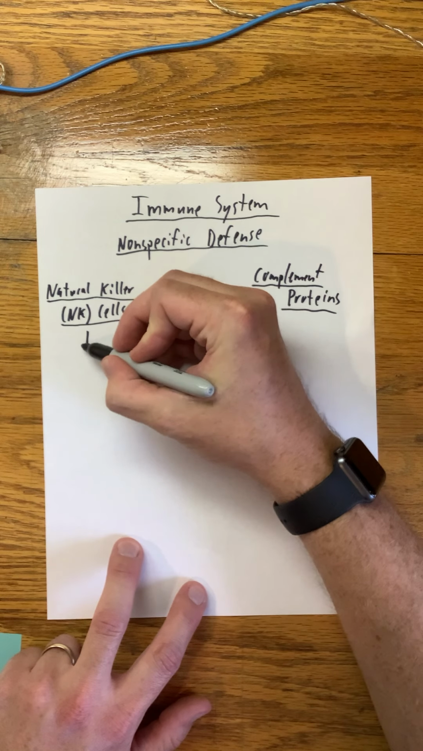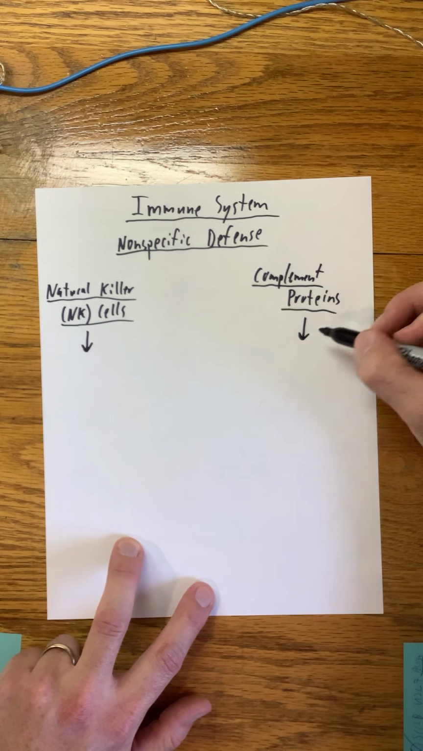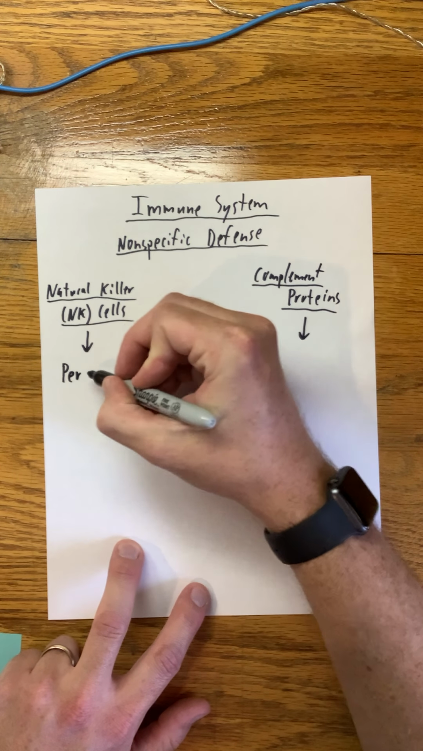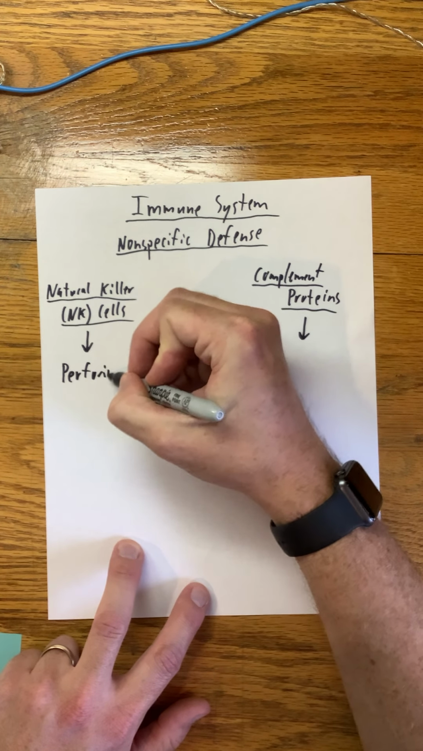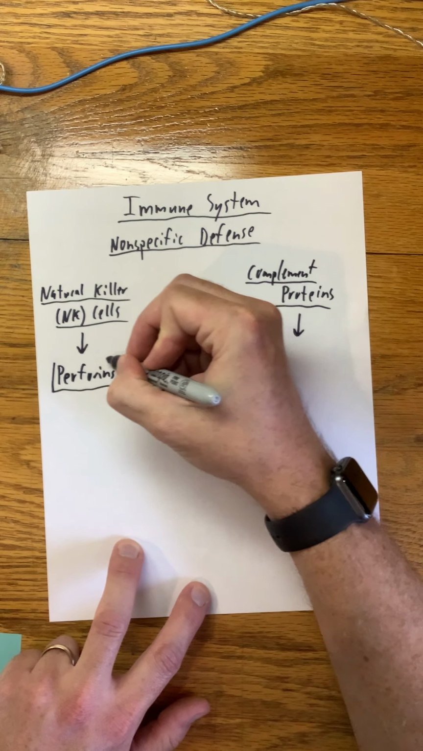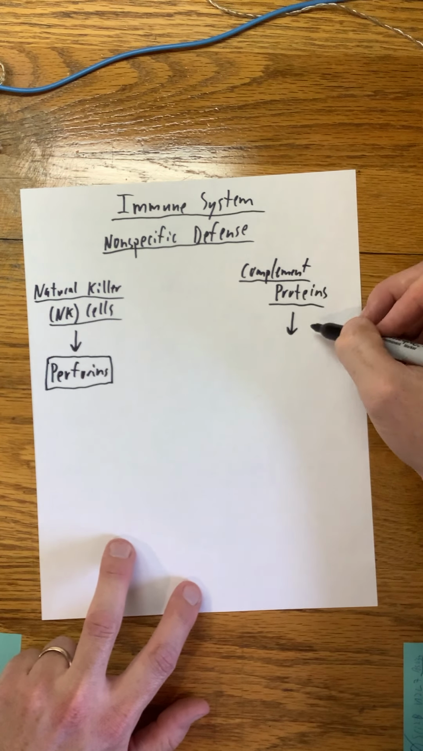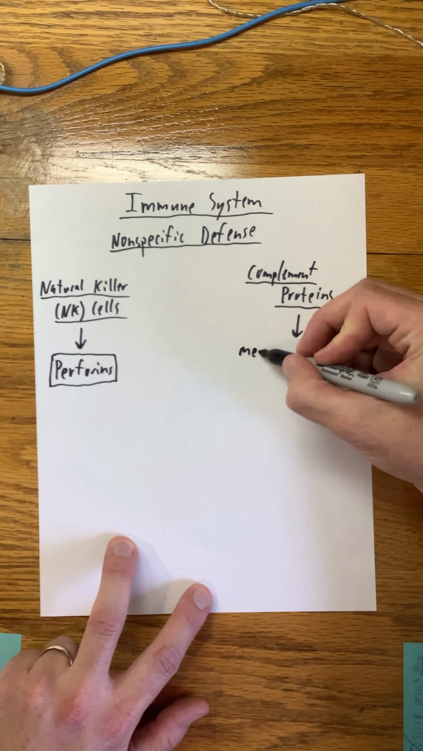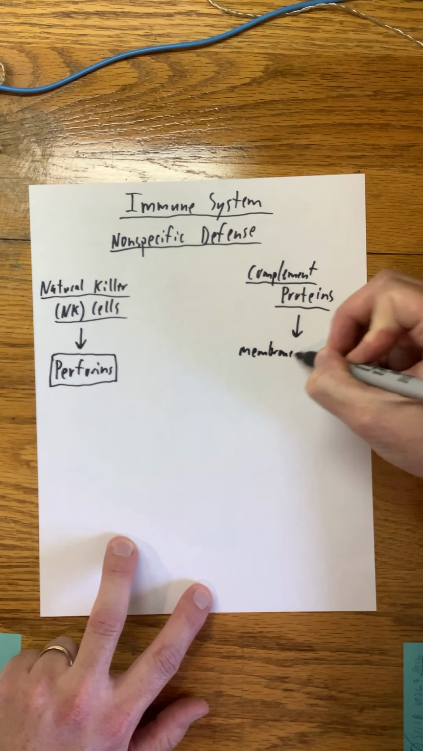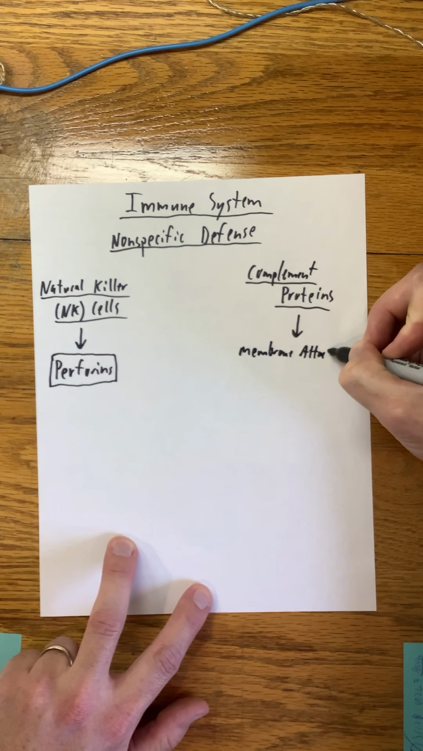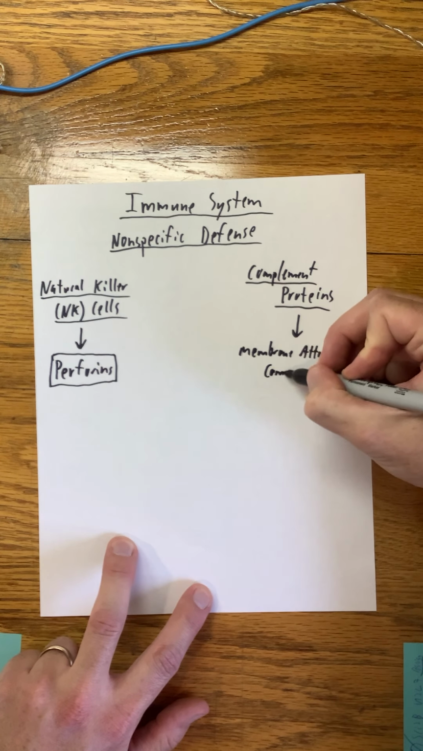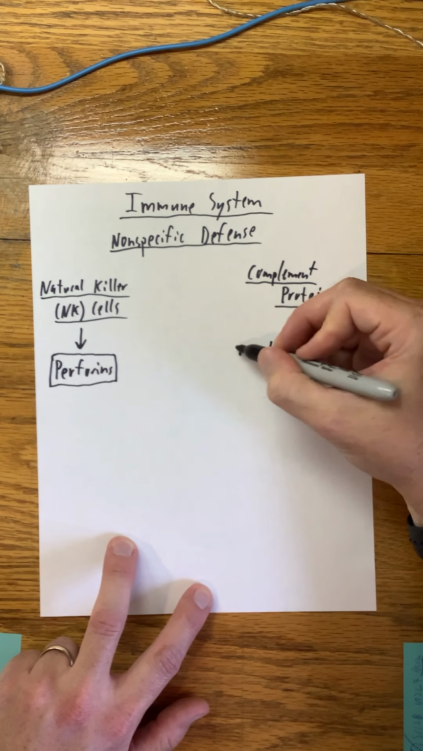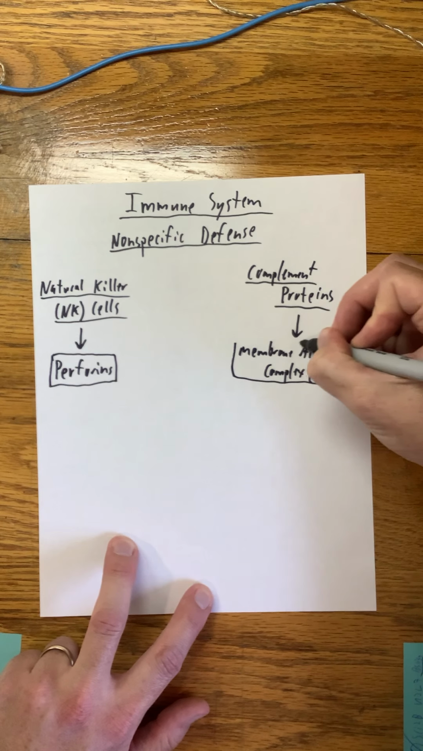First thing you're going to do is draw an arrow going straight down from each of these to show the tool they use. Natural killer cells use proteins called perforins. Draw a box around that. Complement proteins form what is called a membrane attack complex, or MAC for short. Again, draw a box around that too.